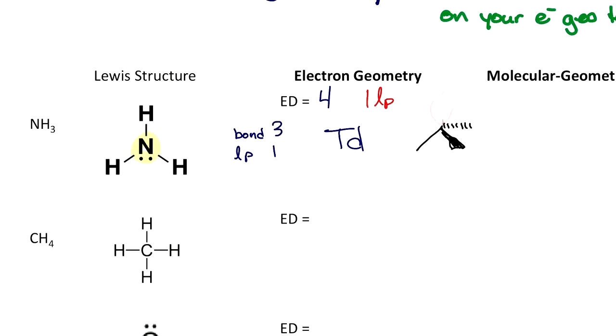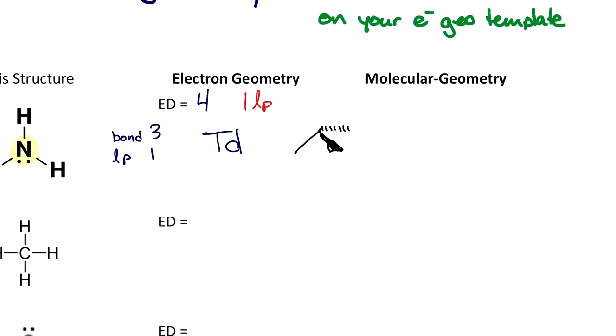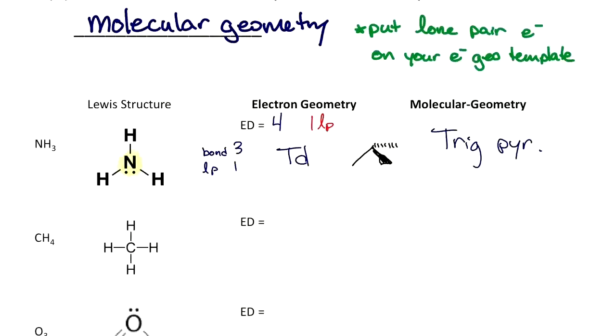It's trigonal pyramidal, where those pieces where we don't see the lone pair, those 3 bonds are actually kind of splayed out to make a pyramid shape. So our molecular geometry here is trigonal pyramidal. All right, it's not trigonal planar. All right, so there is ammonia.